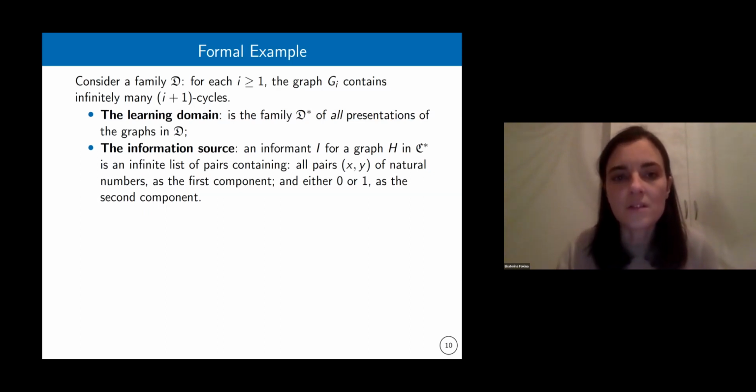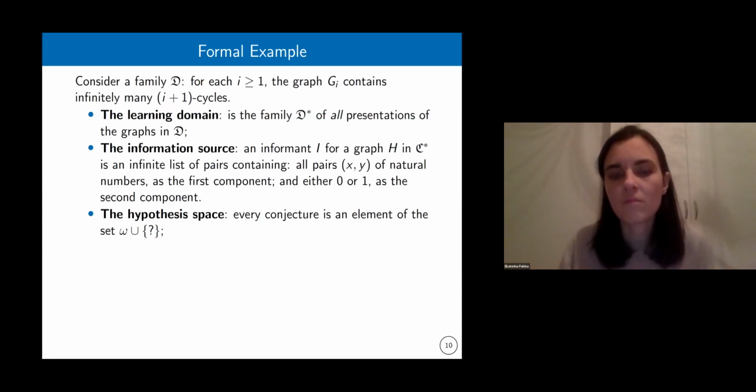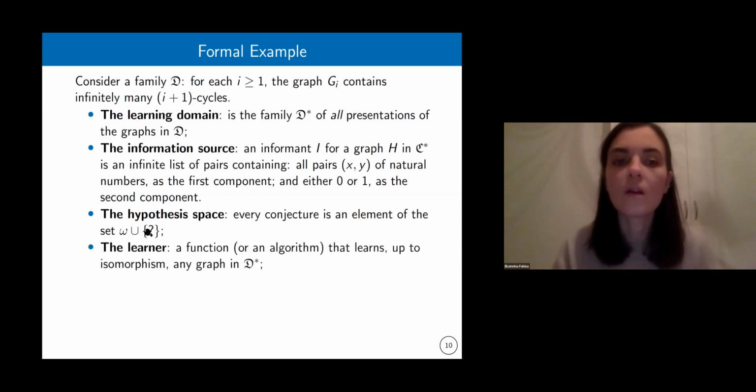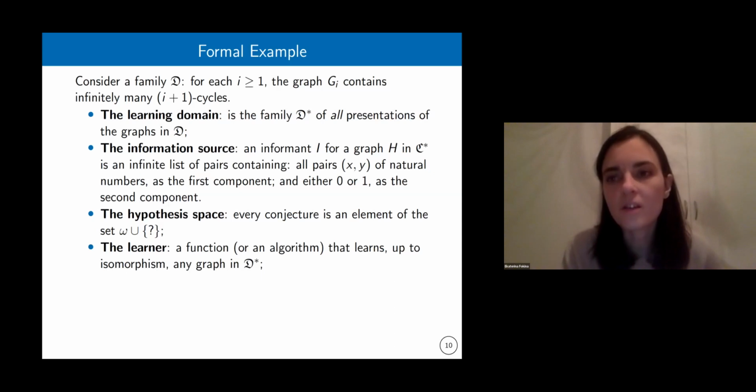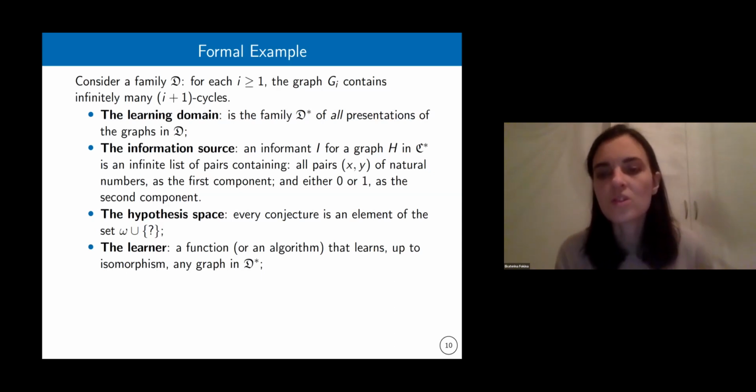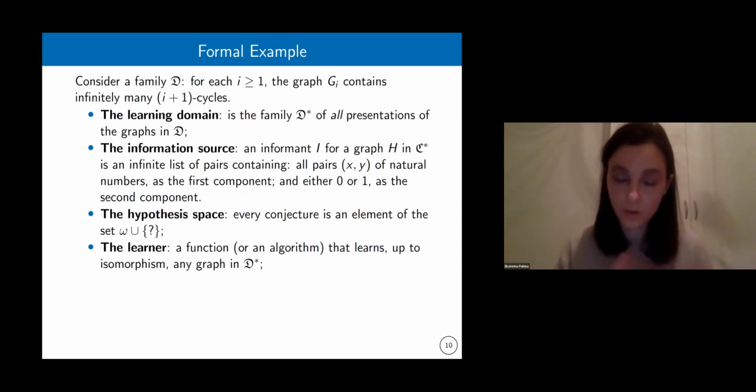Okay. So the set of hypotheses is just natural numbers plus the question mark. The question mark is just for waiting before we output a hypothesis. We may wait. The learner in general is just a function. In general, we do not say that it has to be a computable function or anything, so we do not talk about the complexity of the learner in general, but we might if we want to.